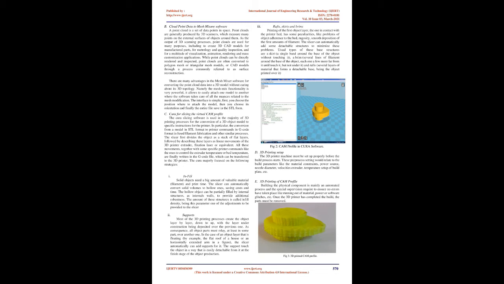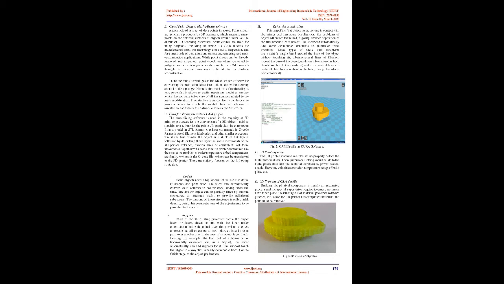There are many advantages in the Meshmixer software for converting the point cloud data into a 3D model without caring about its 3D topology. Namely, the Mesh Mix functionality is very powerful. It allows one to easily attach one model to another, where the software takes care of all the nuances related to the mesh modification. The interface is simple. First, you choose the position where to attach the model, then you choose its orientation, and finally the entire file is saved in the STL form.